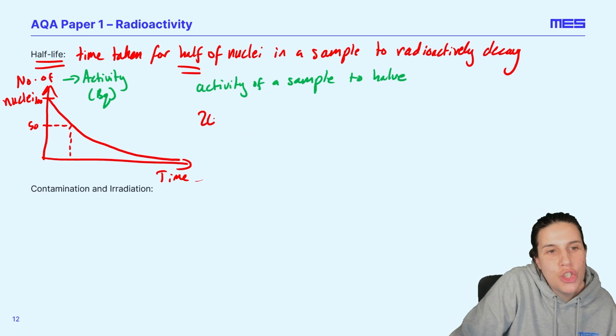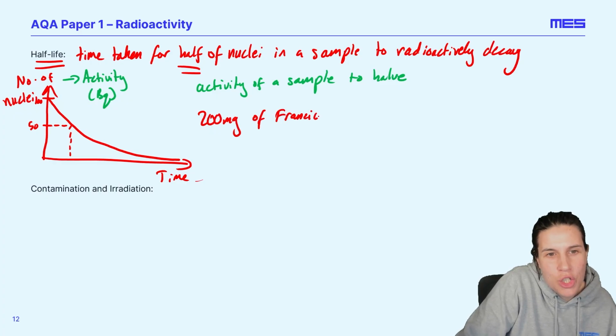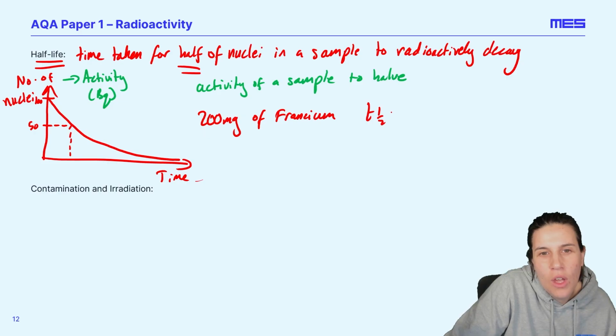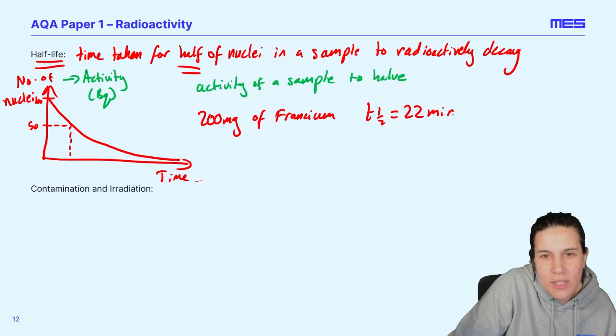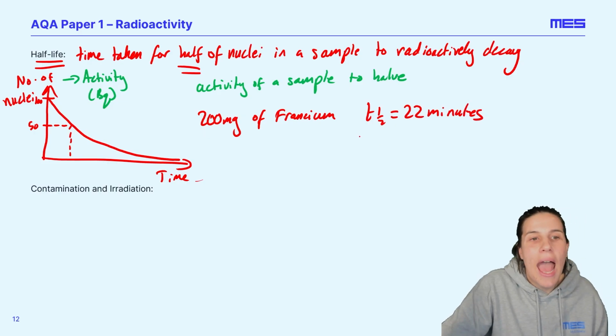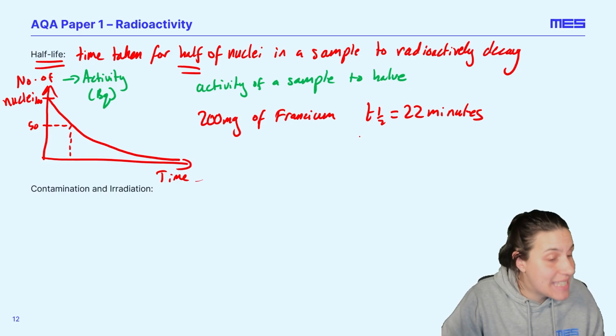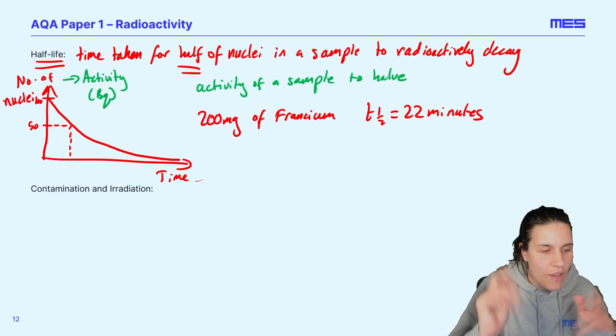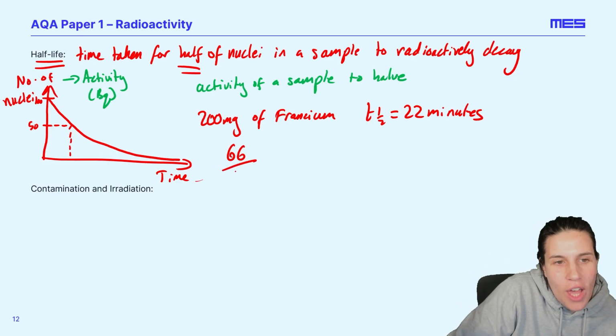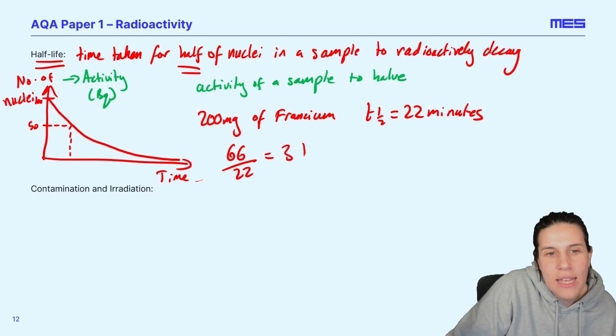Now, another way they like to ask half-life questions is they like to give you, for example, they might say that we've got 200 milligrams of francium, which has got a half-life of 22 minutes. And then they'll say how much francium will be left after 66 minutes. So this is what you do. First thing you do is find out how many half-lives have passed in 66 minutes. So that'd be 3 half-lives.